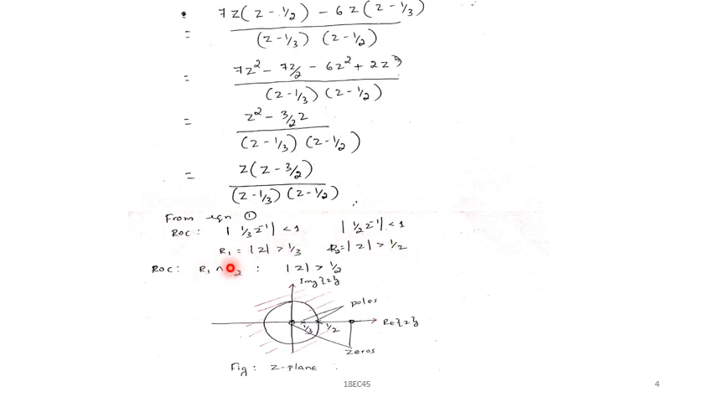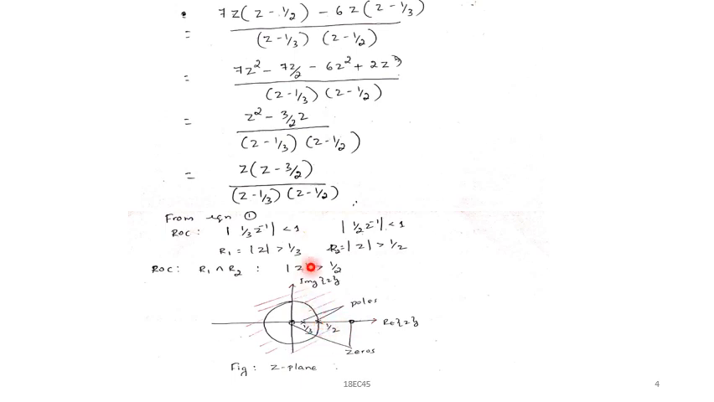Now for the linearity property, the ROC will be R1 intersection with R2. If I take the intersection of these two ROCs, R1 and R2, then the ROC will be magnitude of z is greater than 1 by 2, because 1 by 2 is greater than 1 by 3. So now to plot the ROC, I'll draw a circle with a radius 1 by 2, and the ROC will be outside the circle, shown with the shaded line here.